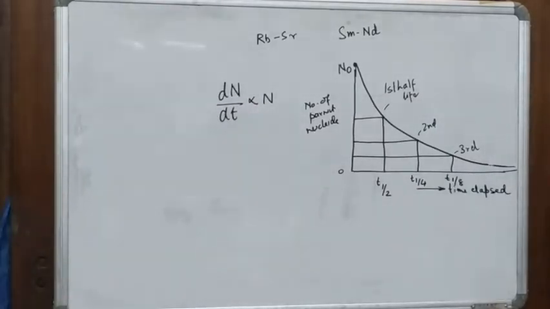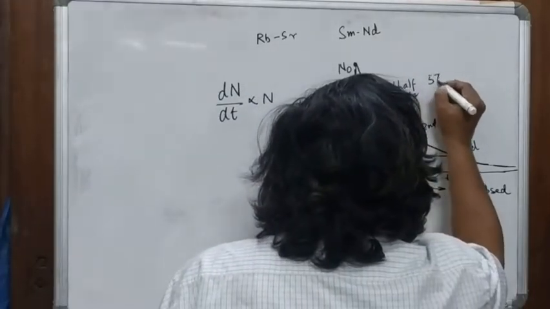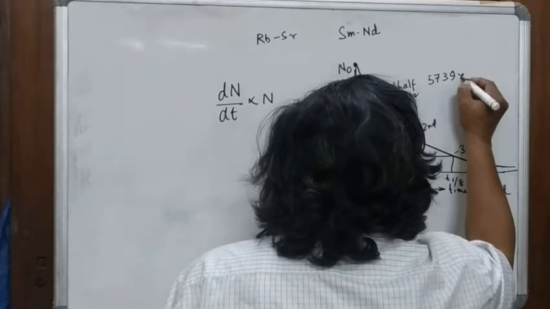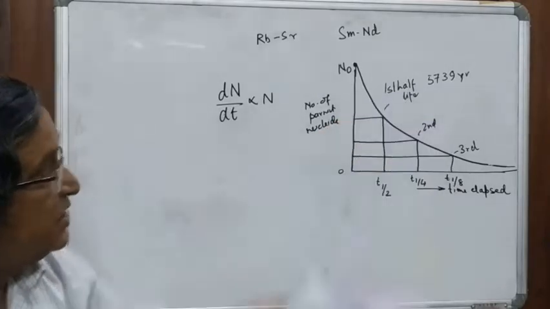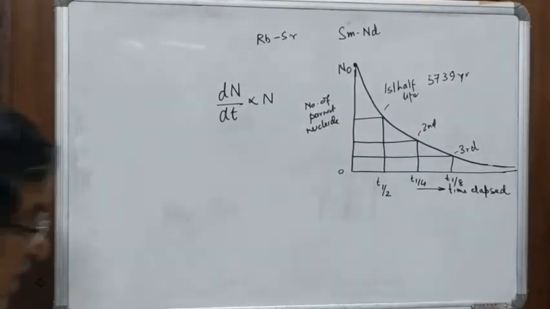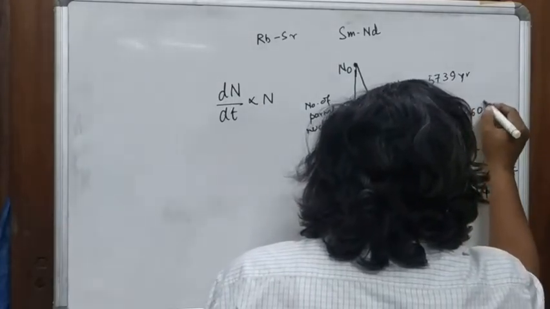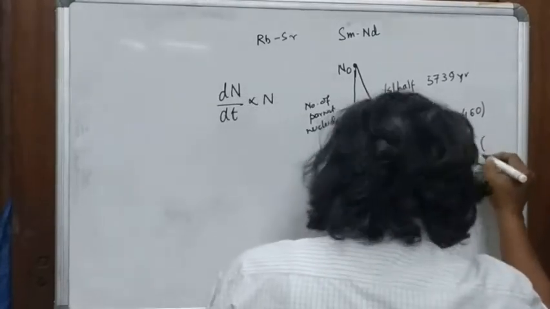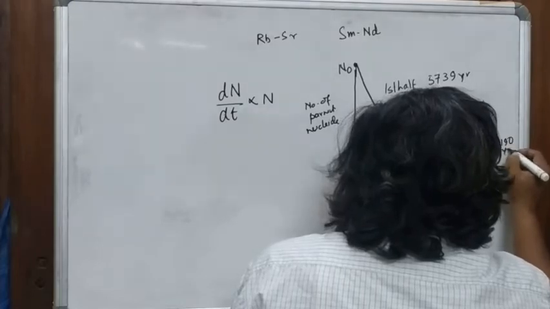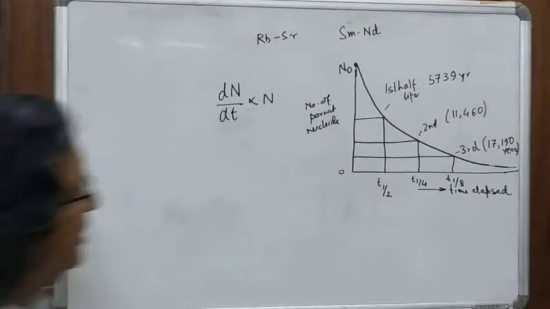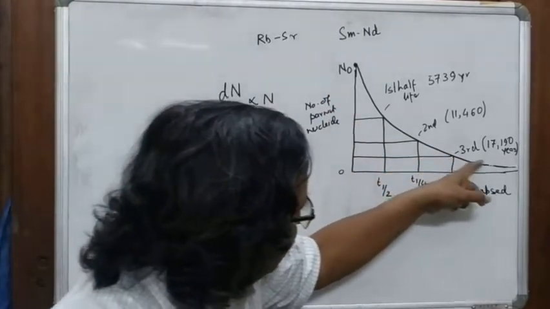I just took a value from a book, and this is for carbon dating, which we are not interested in here. It is 5,739 years, that is when half the mass is disintegrated. It takes 5,739 years. And then, of course, the second half-life is 11,460 years. And then the third half-life is 17,190 years. So that is how the total time required for disintegration over the first, second, and third half-lives is achieved.